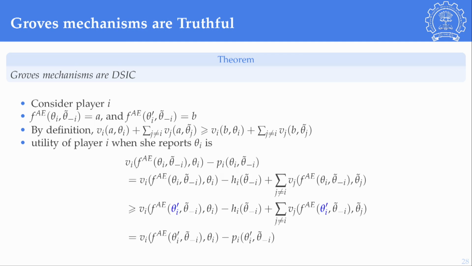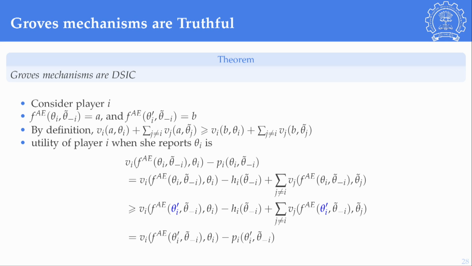Okay, so if this is true, now let us read this one by one. We have to show that the left hand side, when he is reporting truthfully and this is the payment given by the Groves, should be at least as much as when he is misreporting to theta I prime, and the payment is also determined by that. So let us expand this. We know what this P I is. This will be P I G, which is the gross payment.